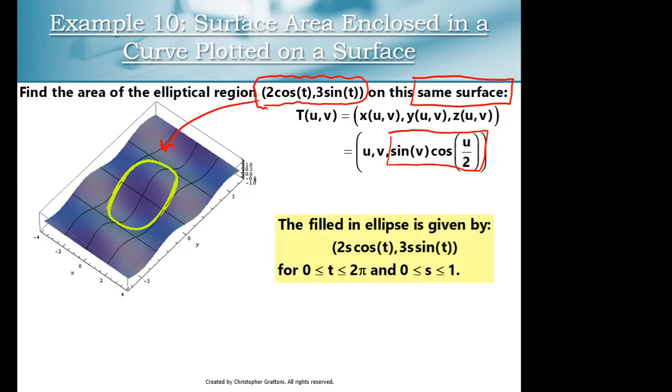And we do need to take our parameterization and actually fill in the ellipse. So the given parameterization at the beginning of the problem is for the outer boundary of the ellipse. We do need to fill it in. And all I did was throw in an extra parameter there. S is what I called it in this case, and I let S go from 0 to 1, and that will fill in the region.